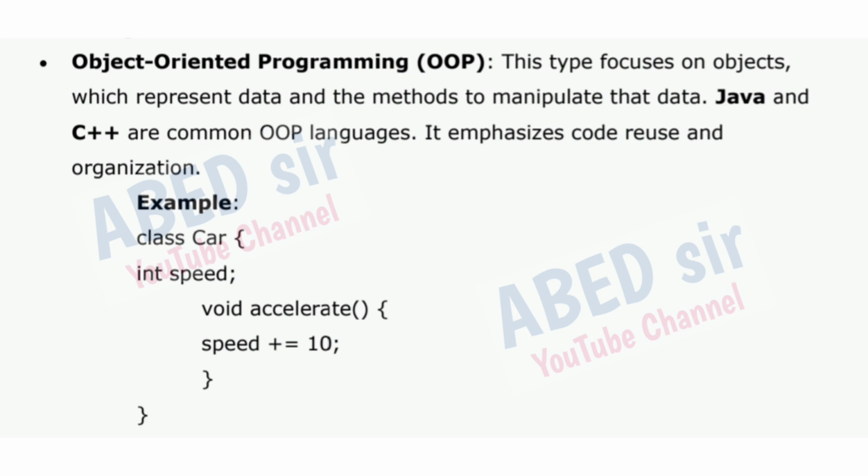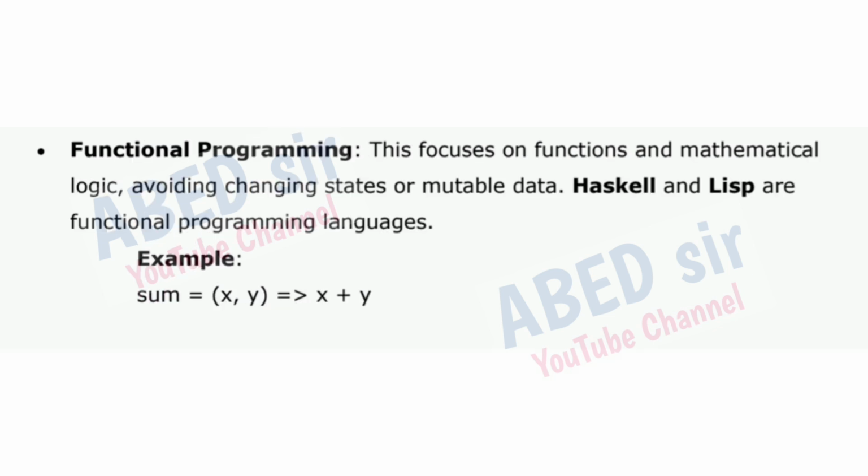Object-oriented programming, OOP, focuses on objects, which represent data and the methods to manipulate that data. Java and C++ are common OOP languages. It emphasizes code reuse and organization. Functional programming focuses on functions and mathematical logic, avoiding changing states or mutable data. Haskell and Lisp are functional programming languages. Example: sum equals x, y equals x plus y.